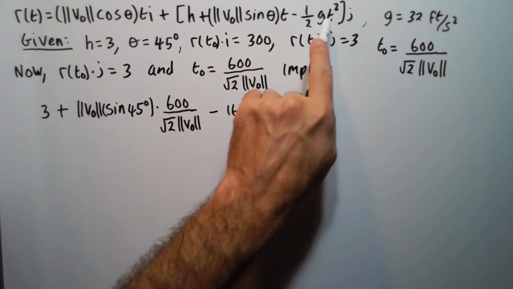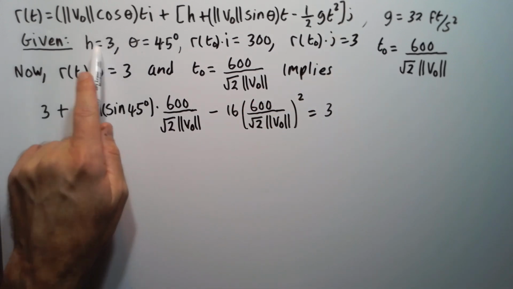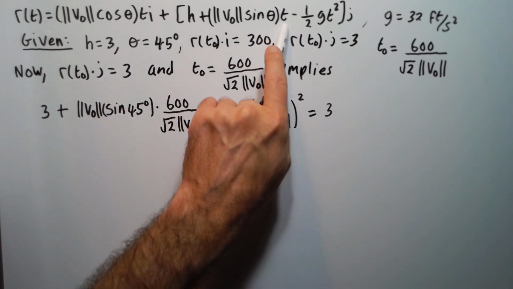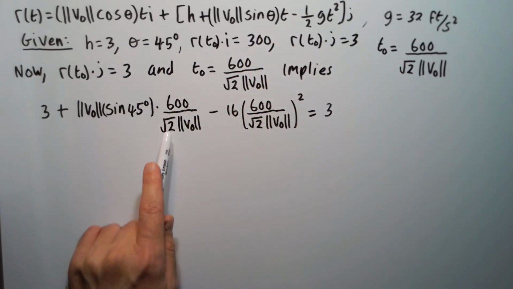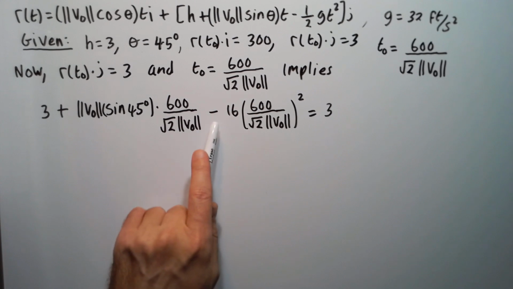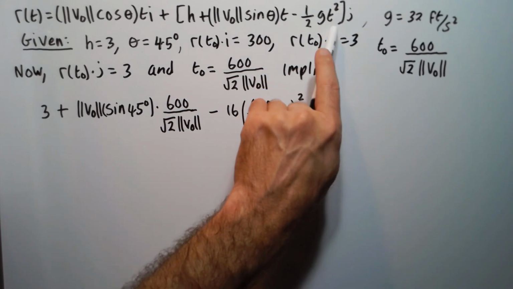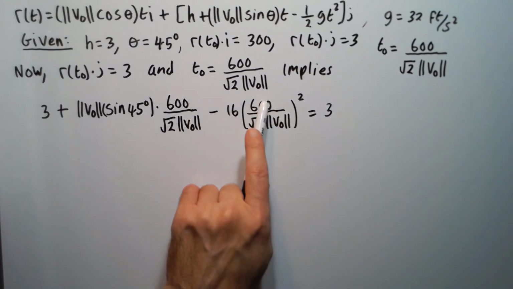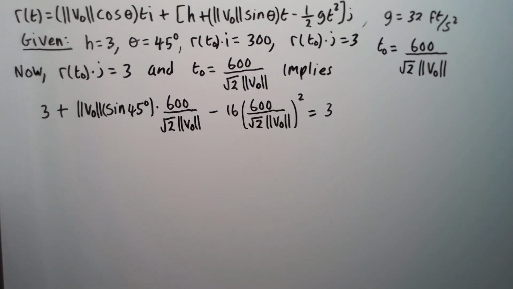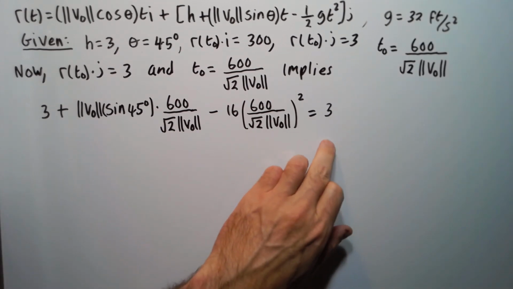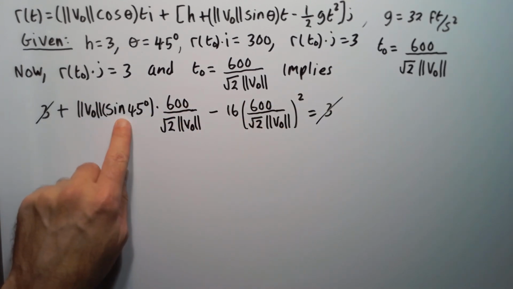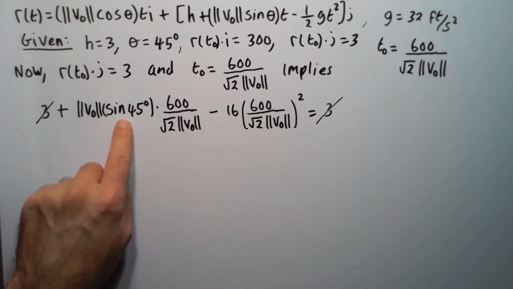Okay, so setting our j component equal to 3 and using h being 3, angle being 45, then in place of t we're putting our t0, which is 600 over square root of 2 times initial speed, minus then 1/2 g, g is 32, so it'll be minus 16, t squared will be t0 squared, so it'll be squaring this guy, so it'll be 600 over square root of 2 times initial speed, squared, equals 3. Okay, so let's notice here we've got 3 on this side and this side. They'll go away. And the sine of 45 is square root of 2 over 2. So let me make that substitution here.